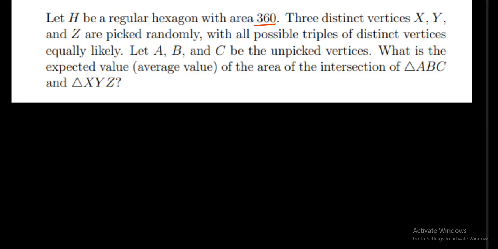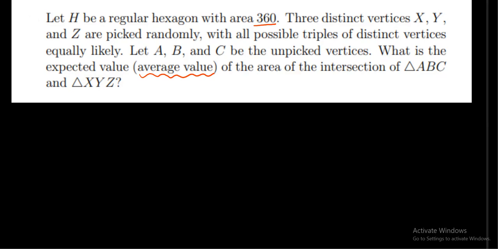Three distinct vertices X, Y, Z are picked randomly with all possible triples of distinct vertices equally likely. Let A, B, C be the unpicked vertices, that means the remaining vertices. What is the expected value of the area of the intersection of triangle ABC and triangle XYZ? This is the question that we have.